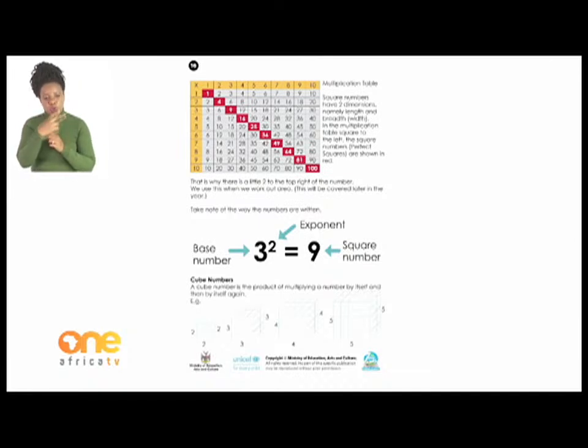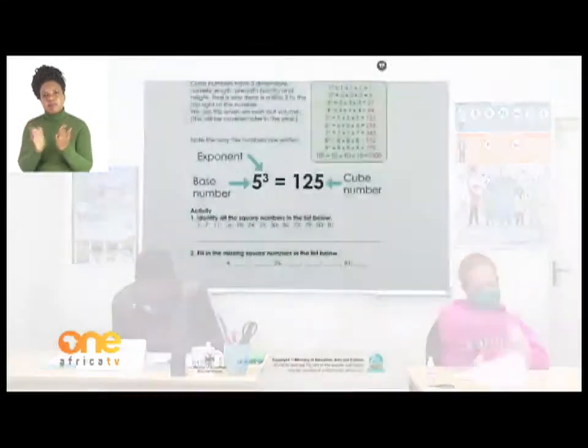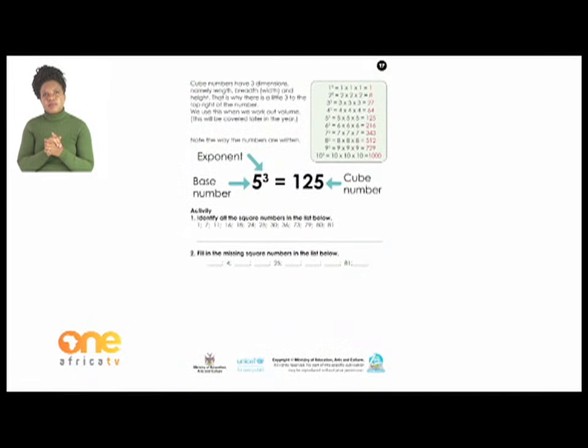There is 3 times 3 times 3. There is 4 times 4 times 4. 5 times 5 times 5. Moving to page 17. Reading through, cube numbers have 3 dimensions, namely the length, the breadth, which is the width, and the height.